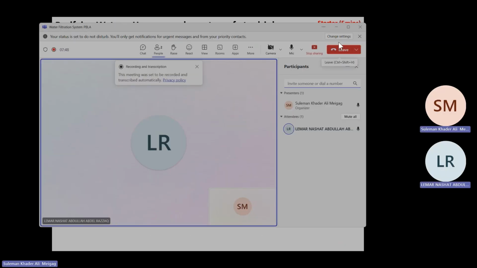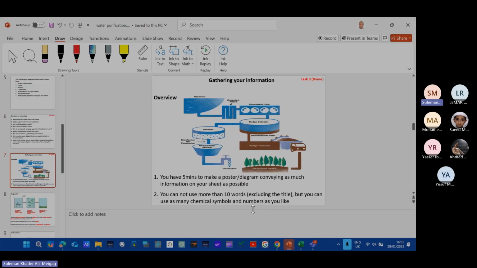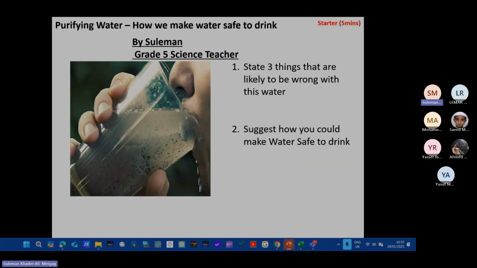Okay, so I show you again the picture I started with in the beginning of this theme. You see here, this water is not clean. What is wrong with this water? If you drink this, you will be sick. You'll be sick. You go to the hospital if you drink this. So how do you take this water, then make the water clean?